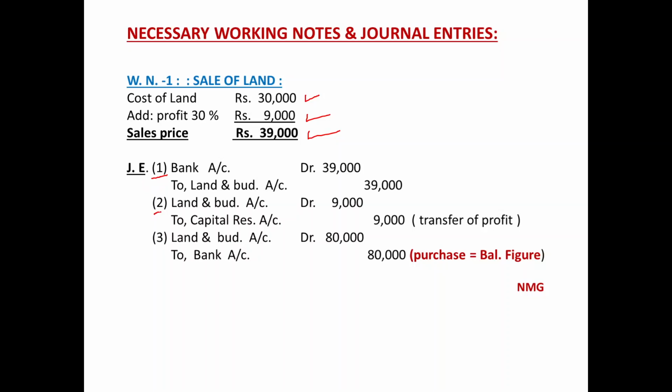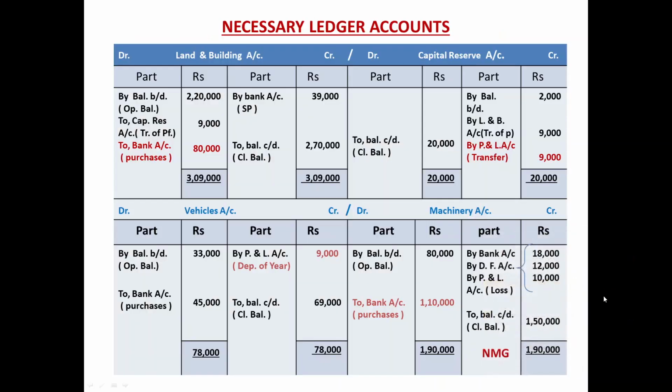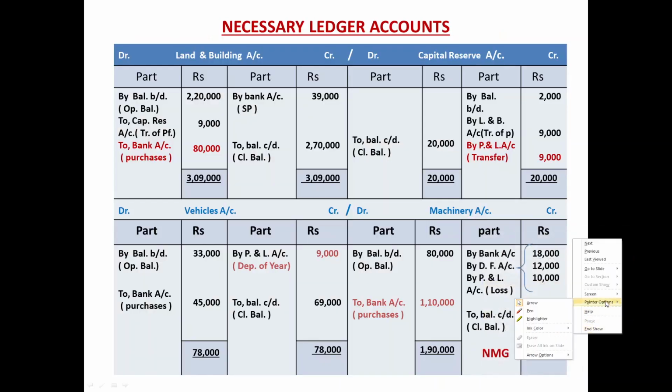Second point, for the transfer of profit, as per the instruction given in the question that profit was credited to capital reserve account. So second journal entry, land and building account debited rupees 9,000 to capital reserve account credited 9,000 rupees. Give the posting impact in the concerned ledger accounts, land and building as well as capital reserve account.